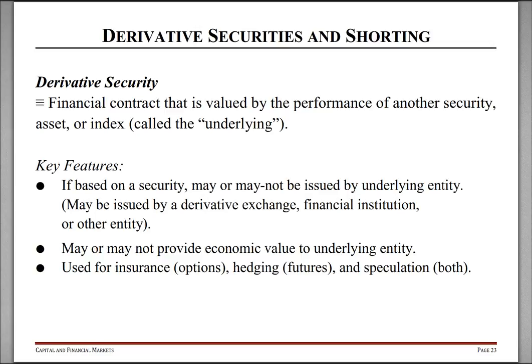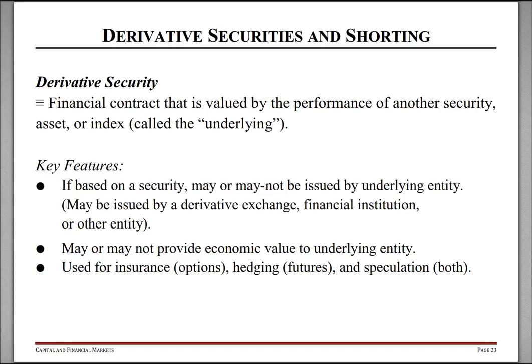Okay, derivatives. Just a little bit on derivatives. What is a derivative? It's a financial contract that is valued by the performance of another security, asset, or index, which is called the underlying. Key features: if it's based on a security, it may or may not be issued by the underlying entity. So options and futures don't have to be issued by, say, Microsoft. The options on Microsoft share price do not have to be issued by Microsoft. You could issue an option on Microsoft stock if you wanted to.